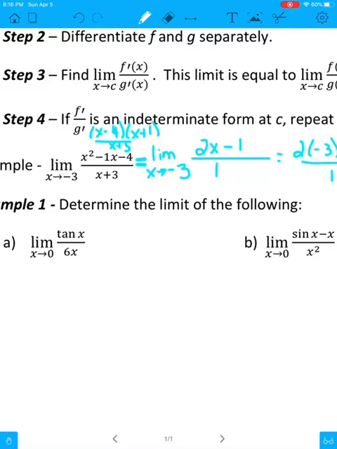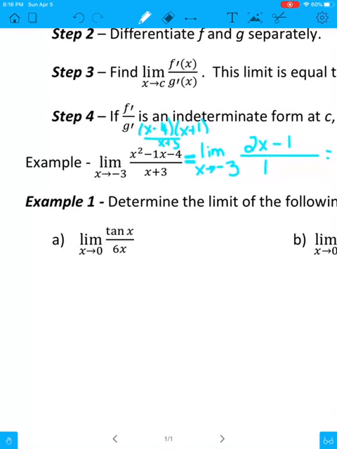So example 1, determine the limit of the following. So the first one is the limit as x approaches 0. Well, if I plugged in a 0 right now, I would get 6 times 0, which is 0 in the denominator, and tan of 0 is 0. So I'd actually get 0 over 0, which is not good. But I do know that I can use L'Hopital's rule to find it.